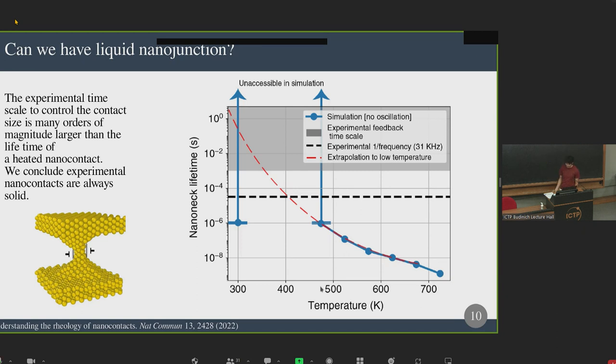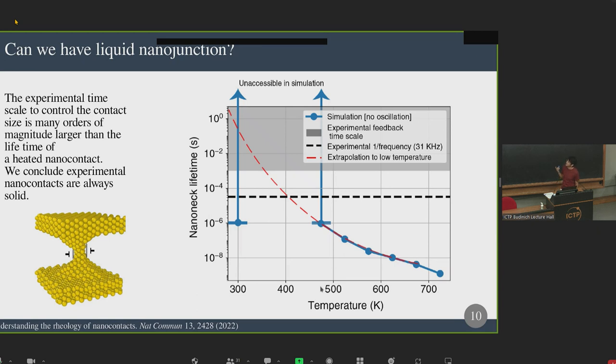But we could instead increase the temperature to increase the mobility and somehow mimic a very mobile material in between. So the plot I'm showing here is nanonic lifetime versus temperature. You see, that's our simulation limit, around 1 microsecond. When you go to lower temperature, the lifetime of a nanonic of course increases. We predict at room temperature they can exist for like 1 second or something.